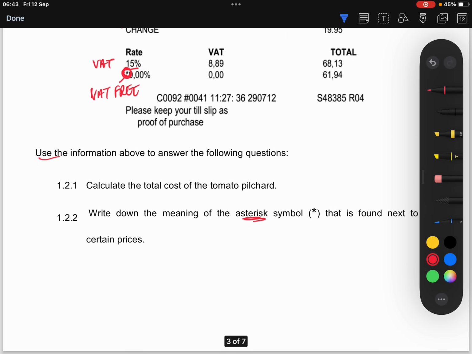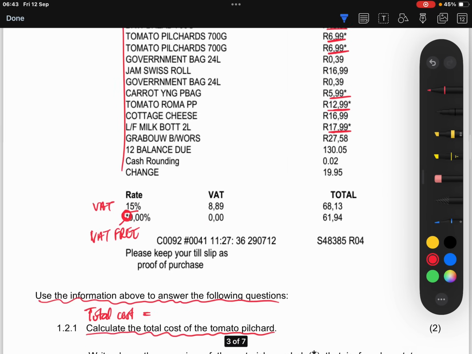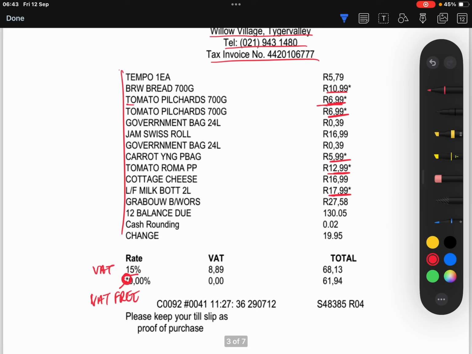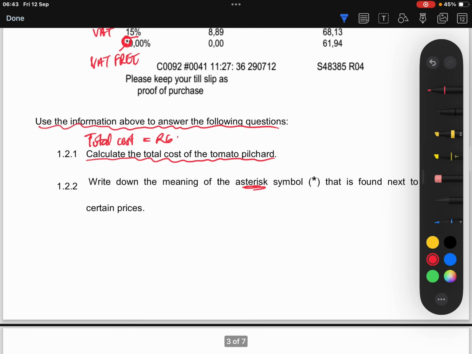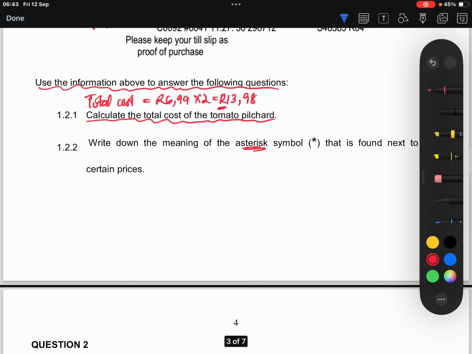Now let's answer the questions. It says use the information above to answer the following questions. Calculate the total cost of the tomato pilchards. So we wanted the total cost of the tomato pilchards. How much is a tomato pilchard? Here's the tomato pilchard. There are two of them. It's 6.99 each. So it's going to be 6.99 times 2. It's going to be 13 rand 98 cents. Guys, don't forget to write the R for the money. 1.1.2, it says write down the meaning of the asterisk. As I said, it means it's VAT free.